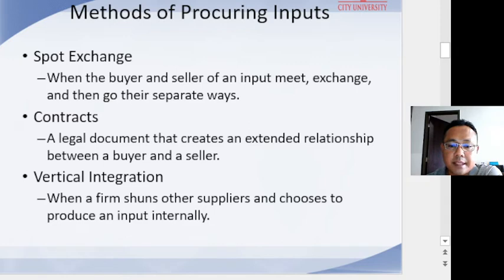So when a firm shuns other suppliers and chooses to produce an input internally, it has engaged in what we call vertical integration. Okay?